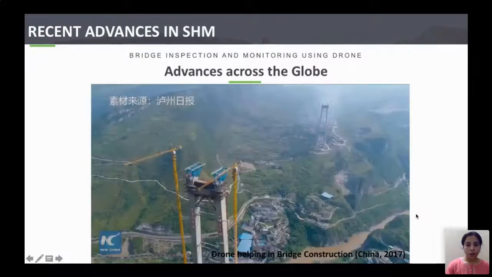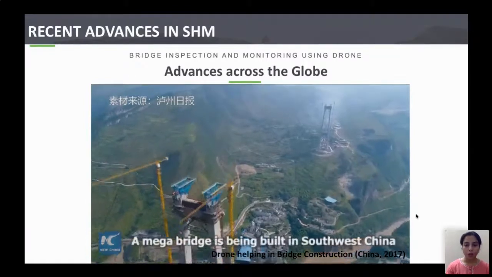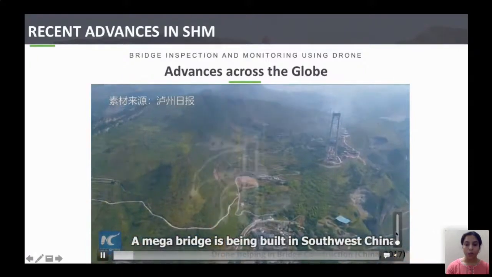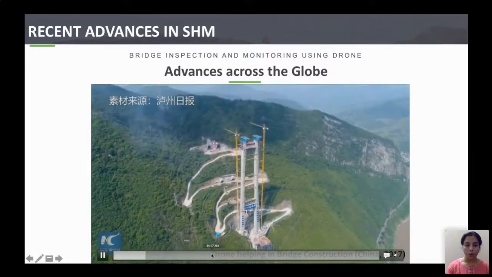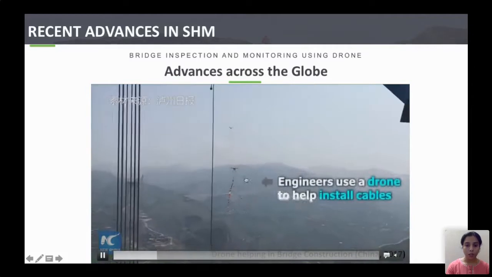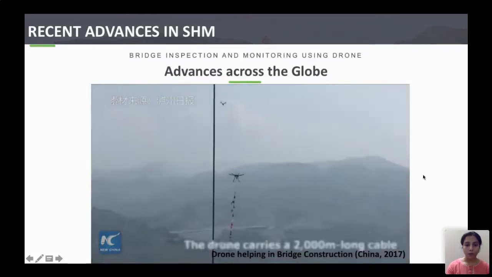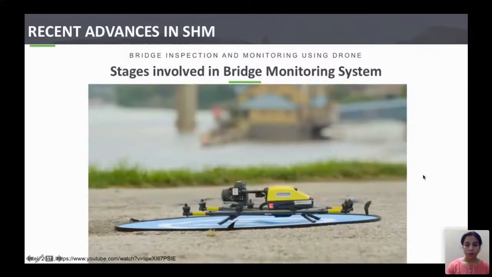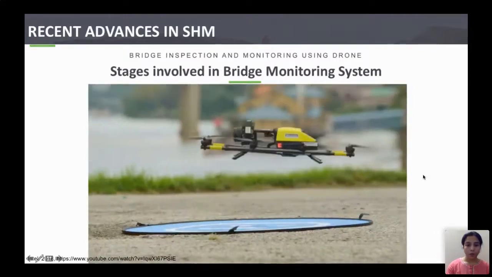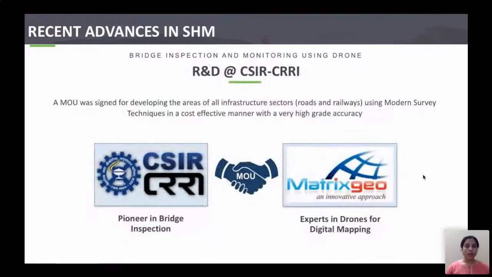Okay. So this is the bridge in China, where they have transported a 2-kilometer long cable for the bridge. Here you can see the drone is carrying a 2-kilometer long cable of the bridge. So I'll skip this. Okay. So next is the R&D work which we have done in CRRI.